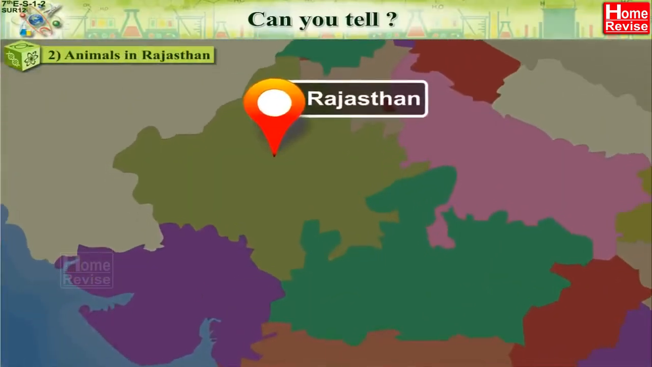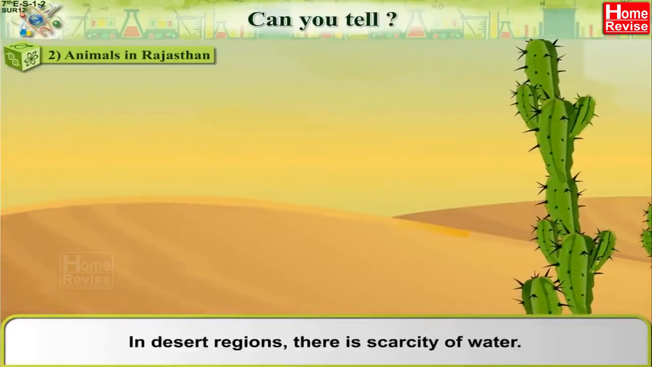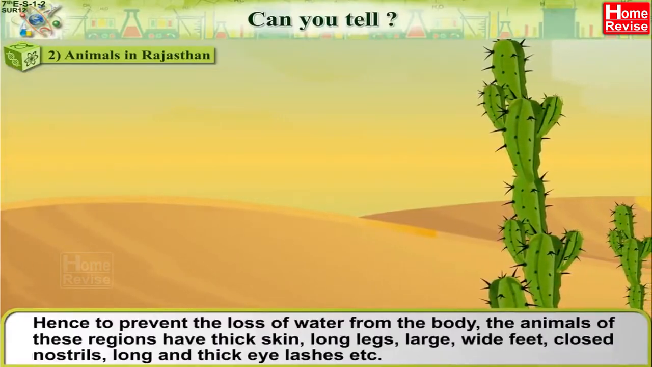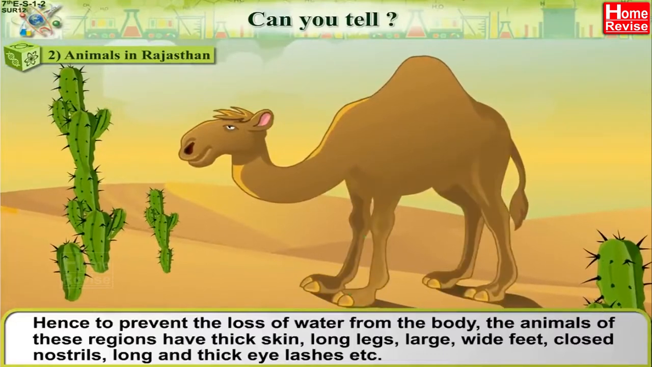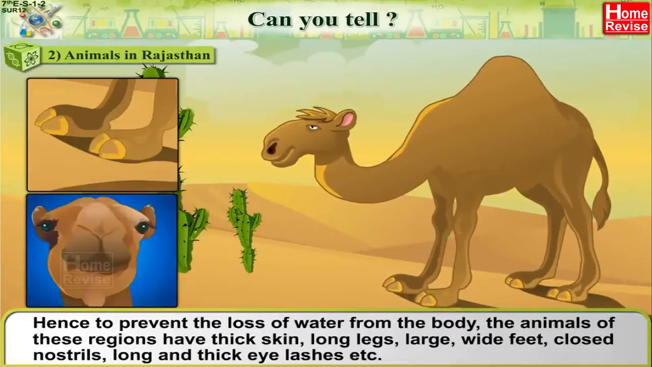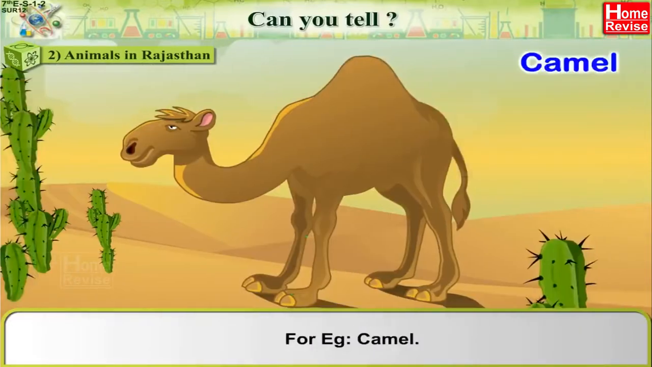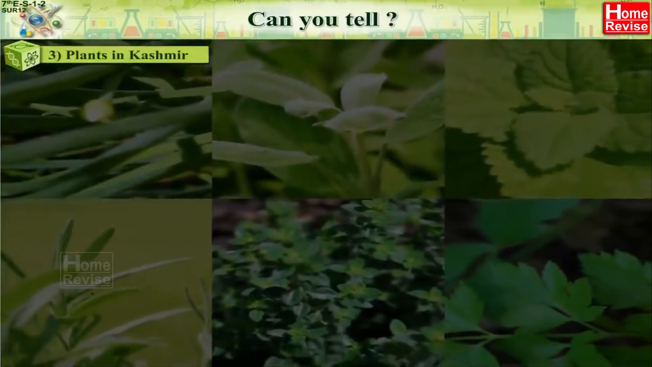2. Animals in Rajasthan. In desert regions, there is scarcity of water. Hence, to prevent the loss of water from the body, the animals of these regions have thick skin, long legs, large, wide feet, closed nostrils, long and thick eyelashes, etc. For example, camel. 3. Plants in Kashmir.